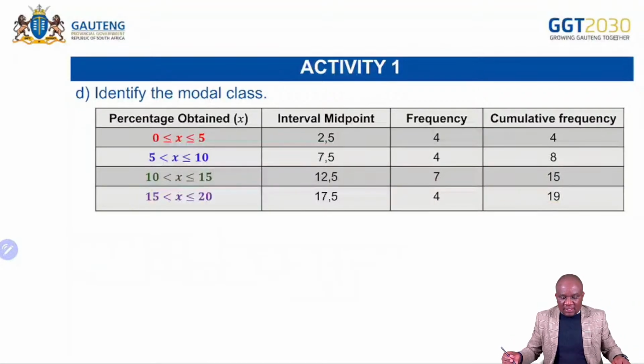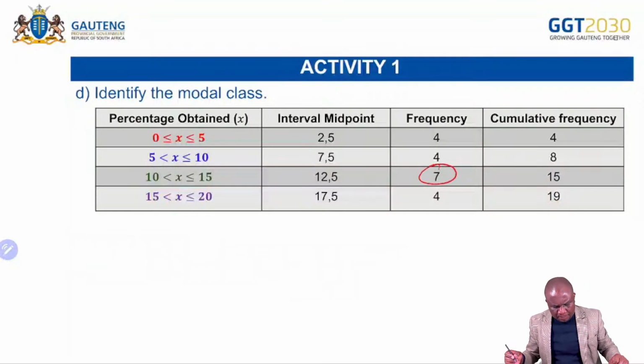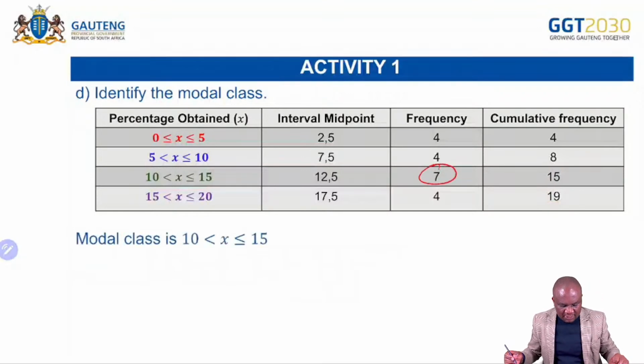Right, welcome back, returns. The modal class is the class interval with the highest frequency. Now this is 7, okay, which is 10 to 15. That's the modal class interval, okay? So we've learned, returns, how to find the mean for grouped data, the median for grouped data, the modal class interval for grouped data, okay? That's what we wanted to do in today's lesson.